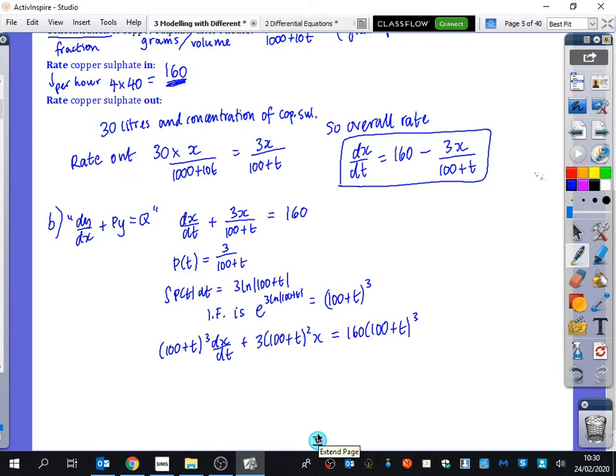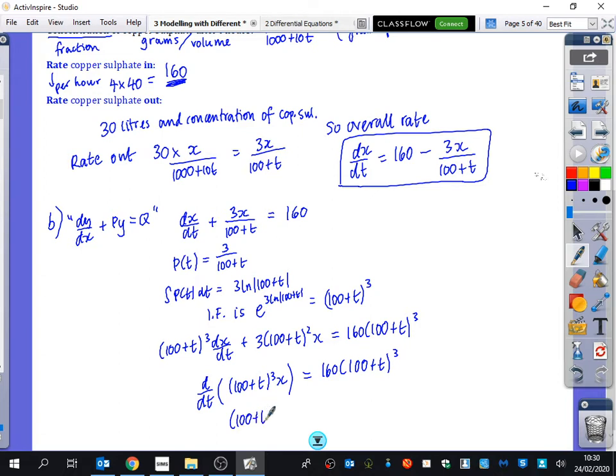Then the left-hand side is d by dt of (100 + t)^3 x. Good, let's just double check that that is true. Yeah, because when you differentiate (100 + t)^3, you get 3(100 + t)^2, and then you've got the x, obviously that comes from that bit. And that's equal to 160(100 + t)^3.